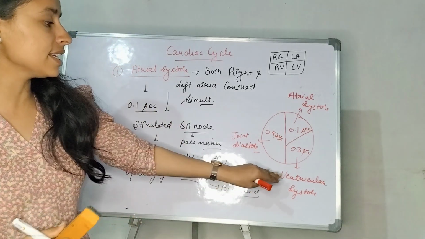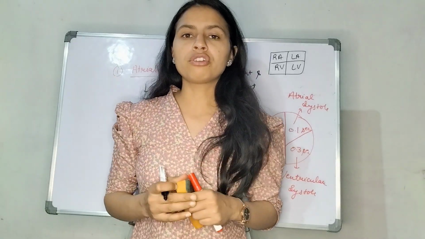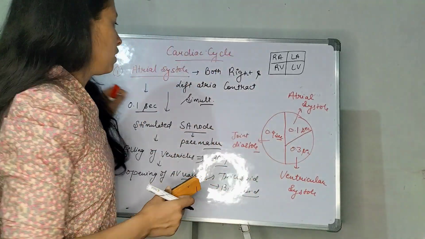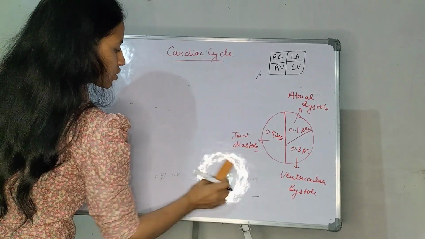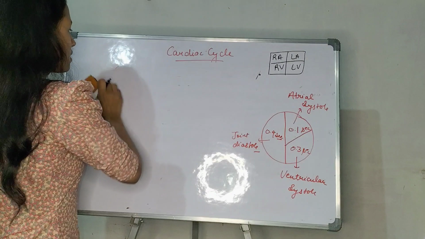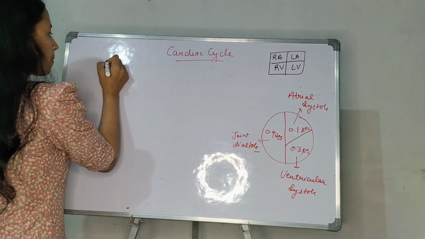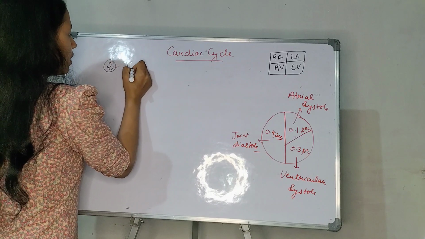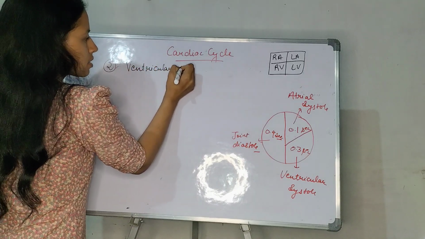So the second stage is ventricular systole. Now our ventricles will show contraction. So let's study ventricular systole, the second stage of the cardiac cycle.